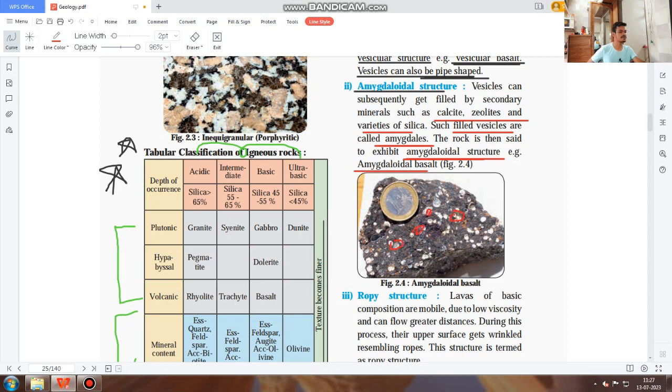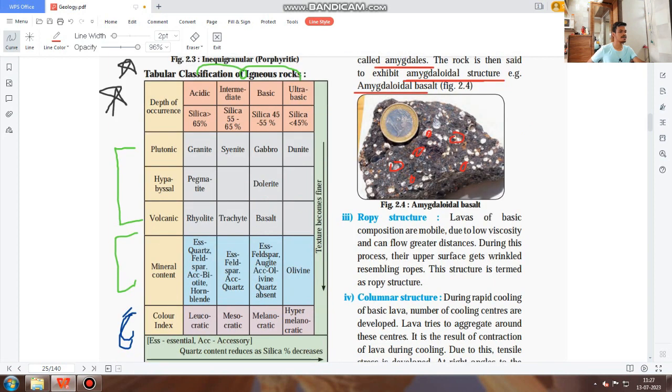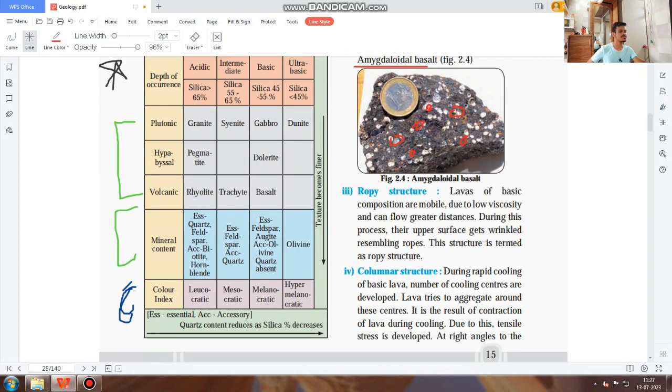You can see these cavities over here. This white is only actually calcite, zeolite. These are the vesicles.